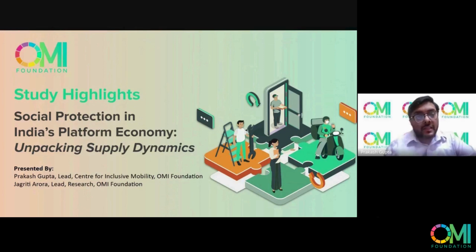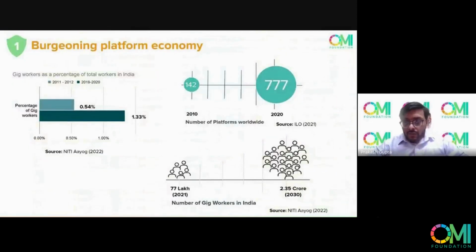Without getting further delayed, I'm presenting to you the findings of our report. So the platform economy is a rapidly growing phenomenon around the world. Most of us are aware of the large scale creation of work opportunities by the platform economy. The statistical numbers on the screen are a good reflection of that.